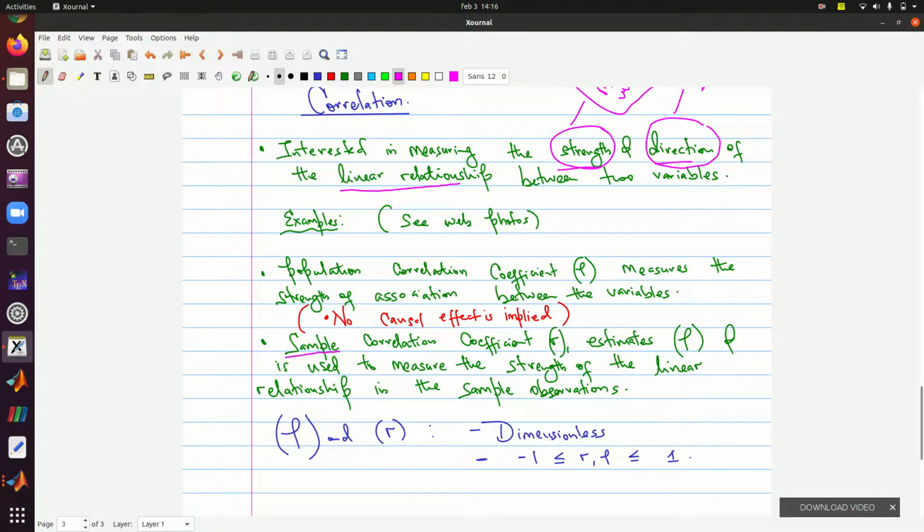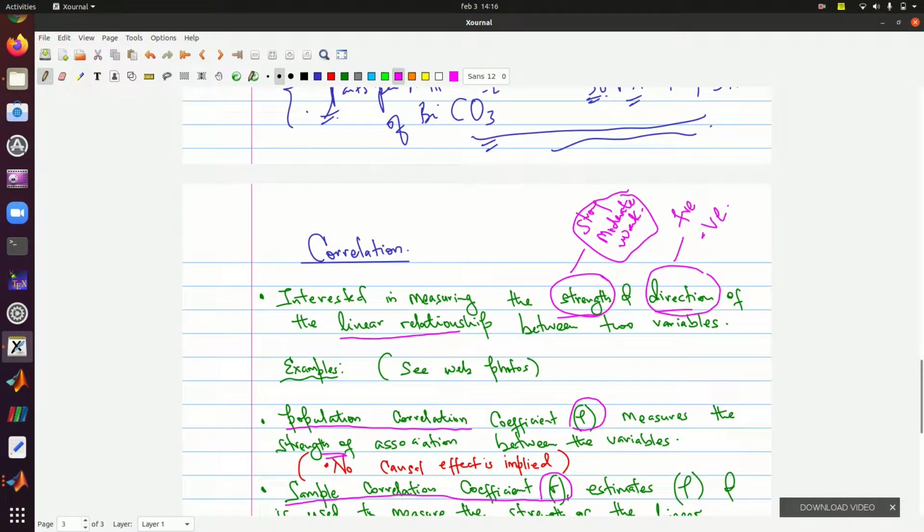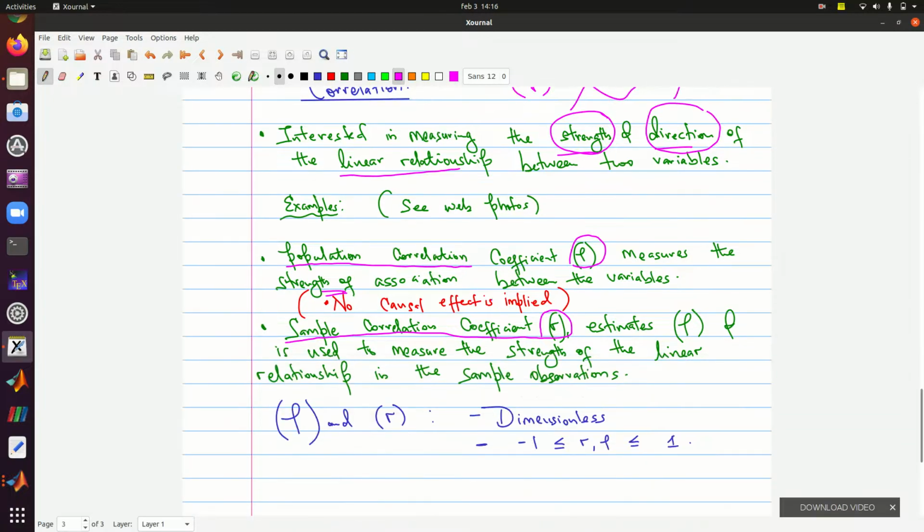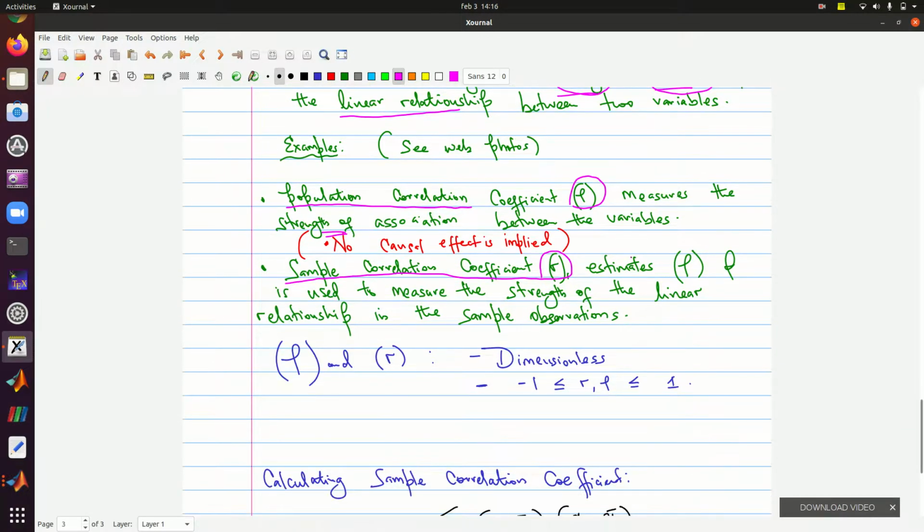R is called the sample correlation coefficient. We denote it by R, and the population correlation coefficient we denote by rho. These measure the strength of the association. That is why we say it is either strong, moderate or weak based on the value of R. The sample correlation coefficient simply estimates the population correlation coefficient.